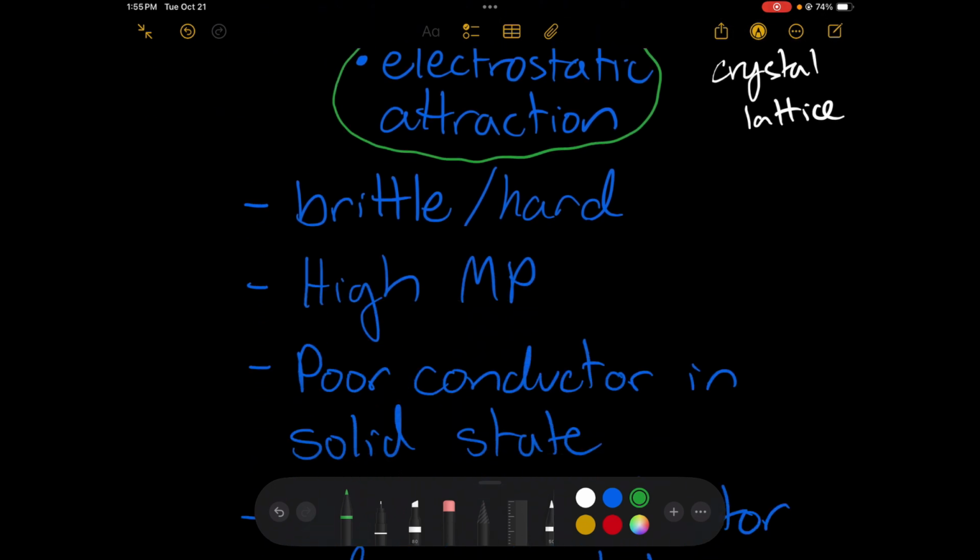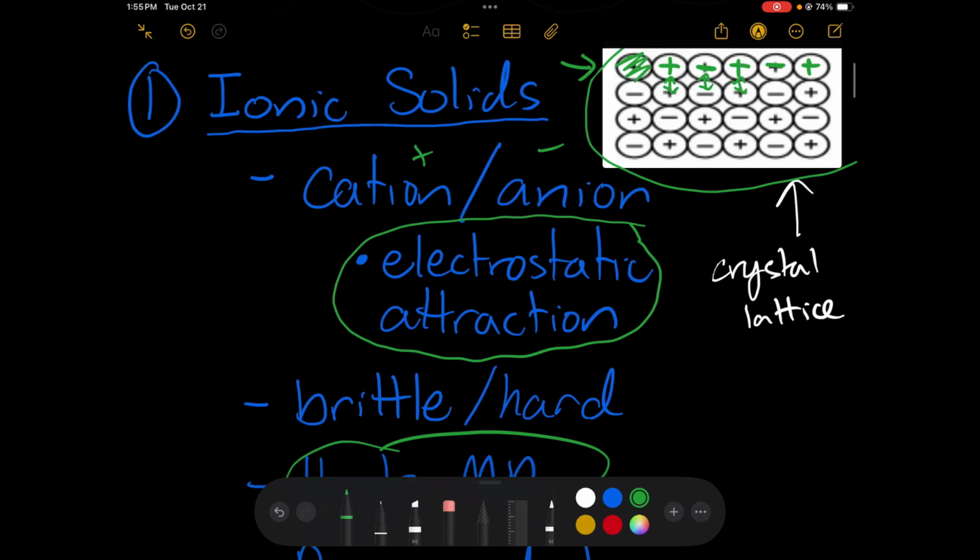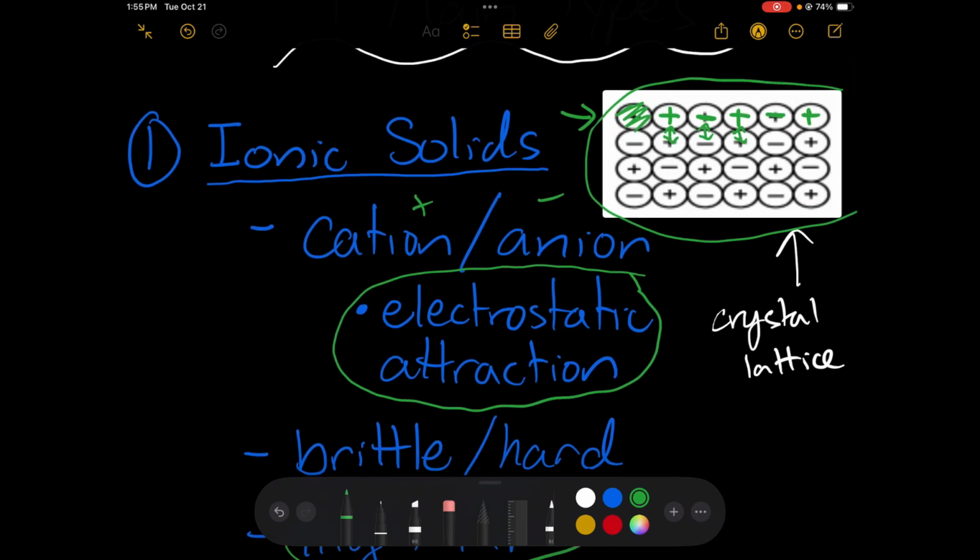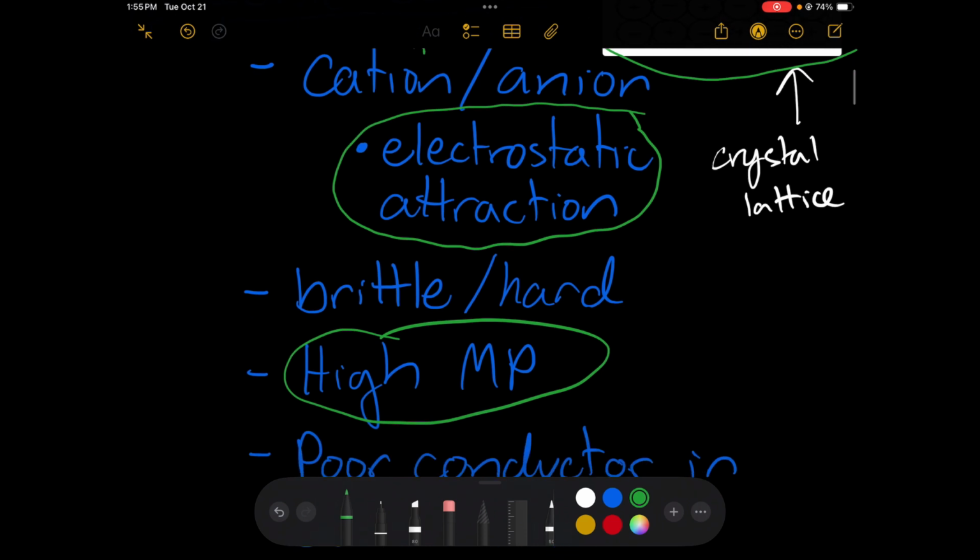Ionic substances also are going to have really high melting points. And the reason that they have really high melting points is because every single ion in this lattice structure is held together through ionic bonding. And ionic bonding is a true chemical bond, and as such, it requires a ton of energy to break. And if you require a ton of energy to break, that means that you have a high temperature requirement to melt.